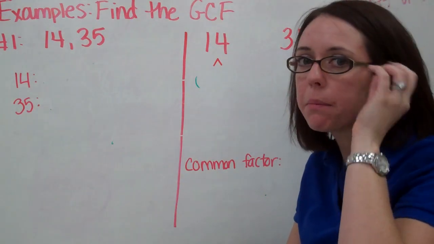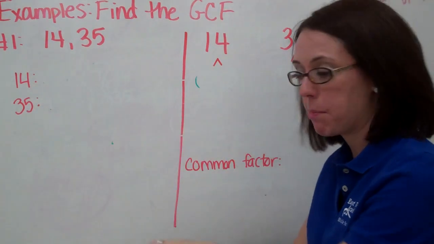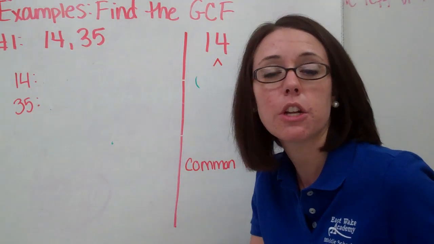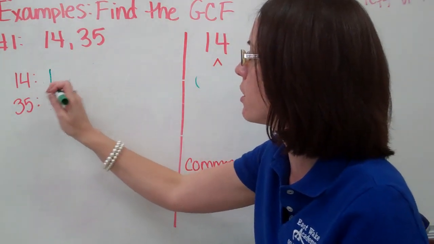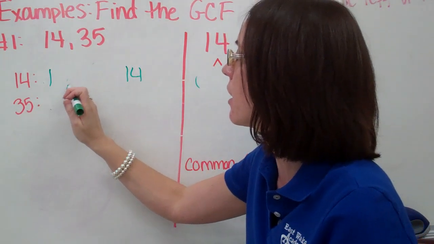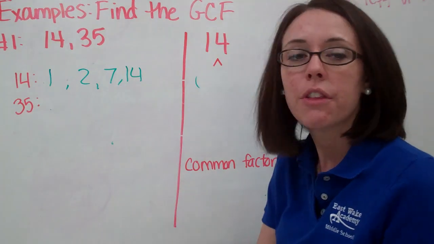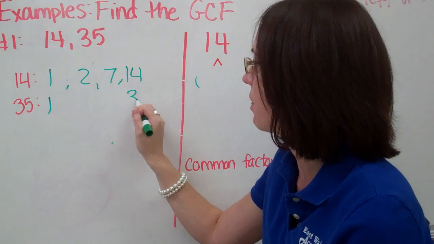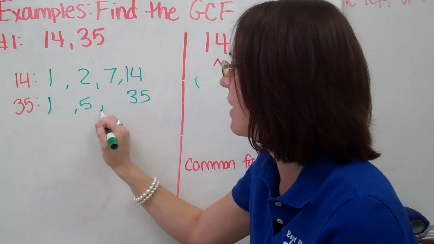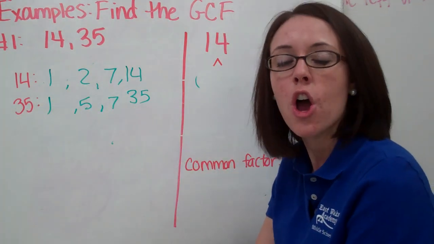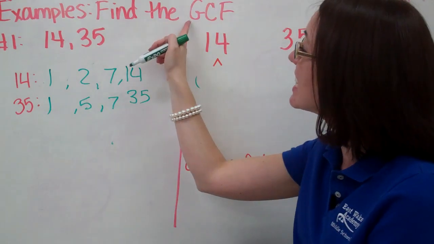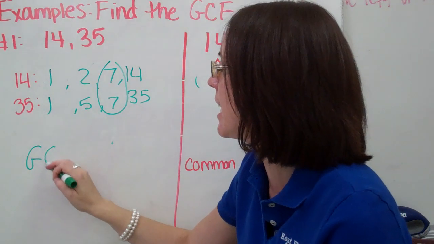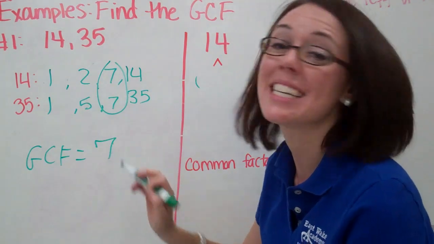I have the board split because we're going to do it each of the two ways, but we'll get the same answer for both. What are some factors of 14, or what two numbers can you multiply to get 14? Well, there's 1 and 14, and there is 2 and 7. Those are all factors of 14. What about 35? There's 1 and 35, and 5 and 7. And I'll list these in order. What is the biggest number, the greatest number that they both have in common? And that's 7. Our GCF is equal to 7.